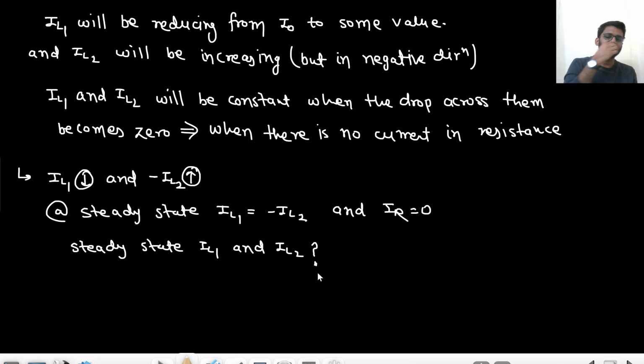So tell me, what will be the steady state value of the current? I naught is decreasing and this one is increasing. So there will be some point where both of the currents will be equal, right? This is decreasing, this is increasing. So what will be that point?